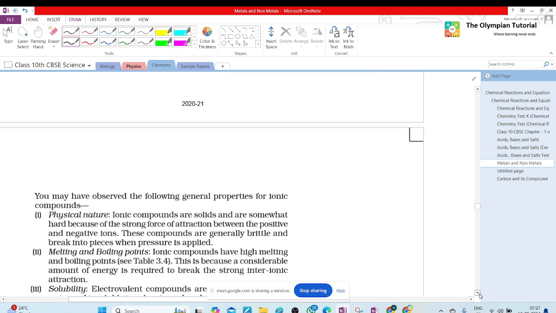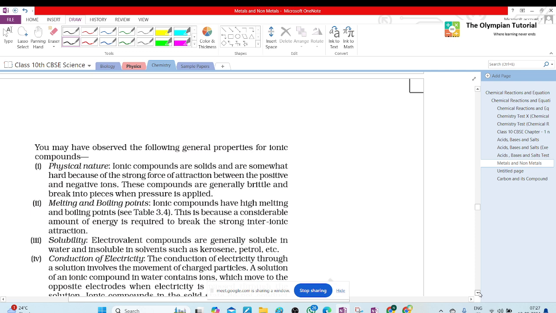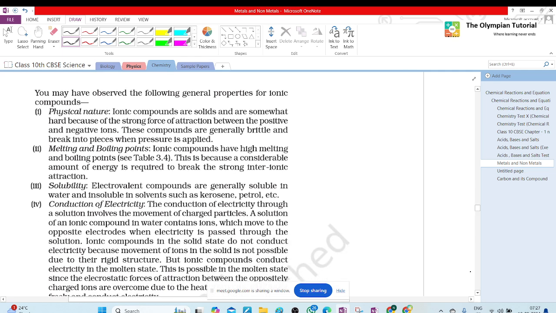So we will discuss the physical properties of ionic compounds. First one is physical nature. Physical nature means these are solids, and these are hard because of the strong force of attraction between the positive and negative ions. That's why these are brittle, and break into pieces when pressure is applied. Melting and boiling point, we just read, it is very high because of strong attraction between positive and negative ions.